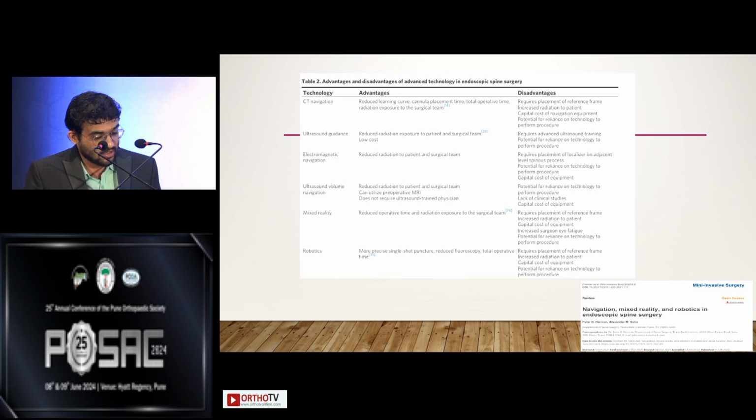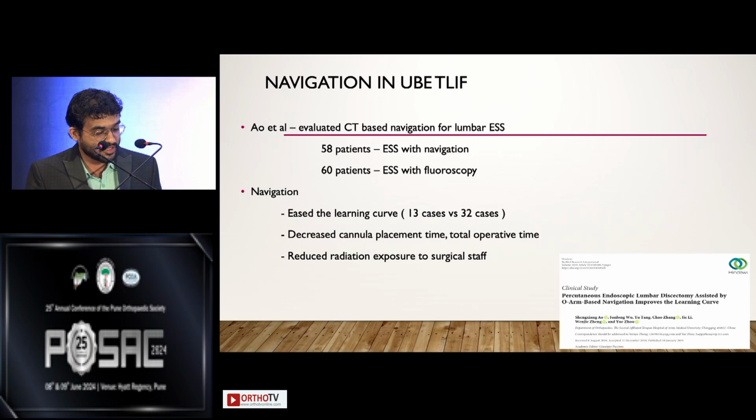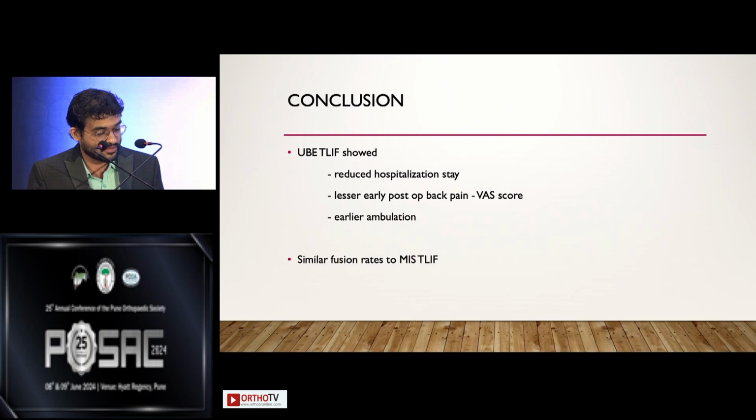Yes, reduced cannula placement time, reduced total operative time, and reduced radiation exposure to the operative team. This is a paper published by AO et al., evaluating CT-based navigation for lumbar endoscopic spine surgery. They concluded that navigation eases the learning curve, decreases cannula placement time and total operative time, and reduces radiation exposure to the surgical staff. So in conclusion, UB TLIF has reduced our hospital stay, has lesser early post-op back pain at 2 weeks, and earlier ambulation. However, fusion rates are similar to MI TLIF.